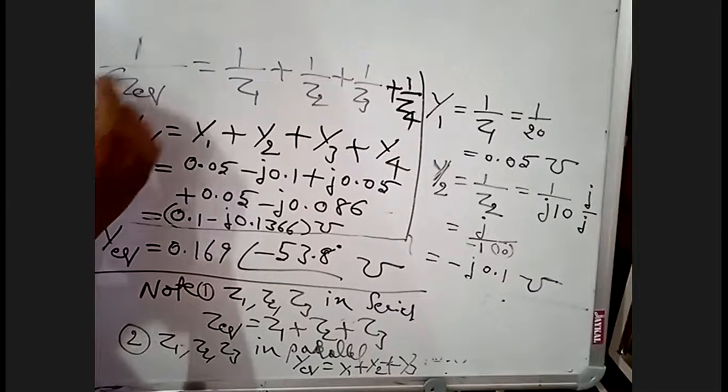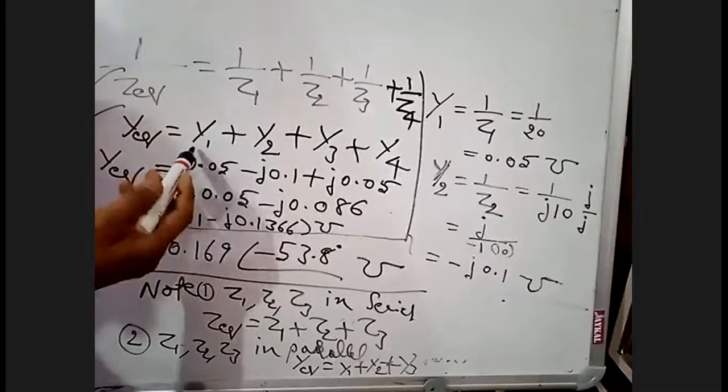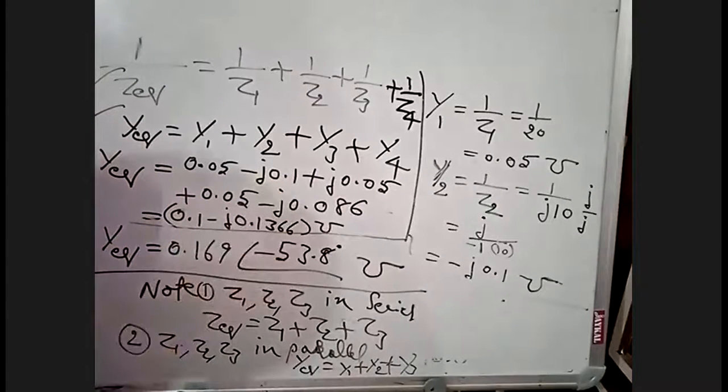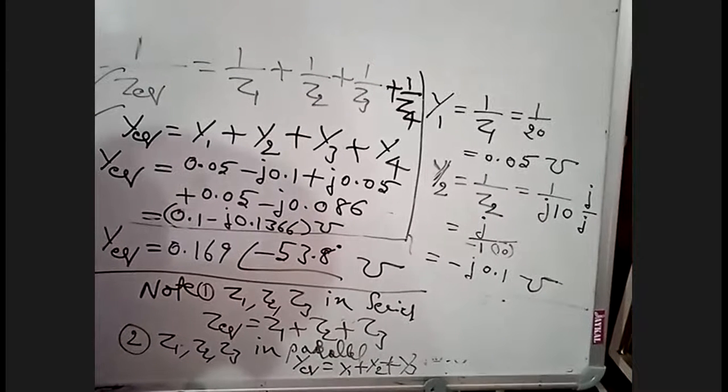See here, if your impedances are in parallel, we have taken Y equivalent is equal to Y1 plus Y2 plus Y3. So in a parallel circuit, instead of impedance, if you take admittance, the calculations will be easy, we are just adding. In series, we'll add the impedances. In parallel, we'll add the admittances. Y equivalent is equal to Y1 plus Y2 plus Y3.